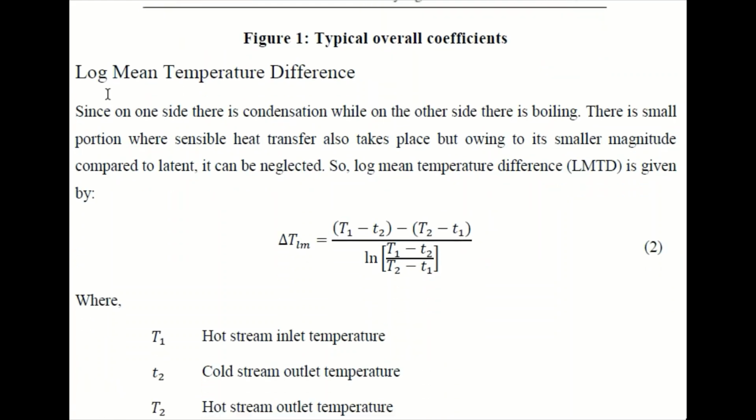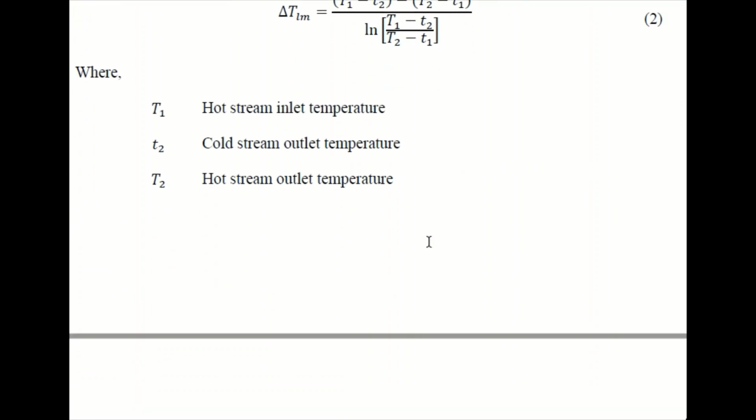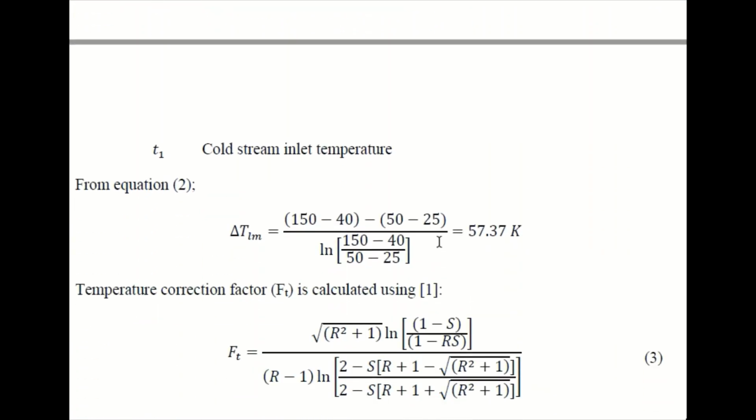So next step is to calculate the log mean temperature difference. So here we have log mean temperature difference. We can substitute the values to get the log mean temperature difference as 57.37 Kelvin.